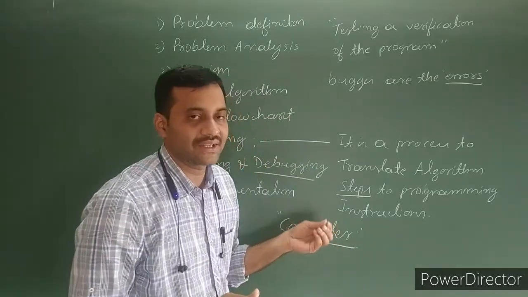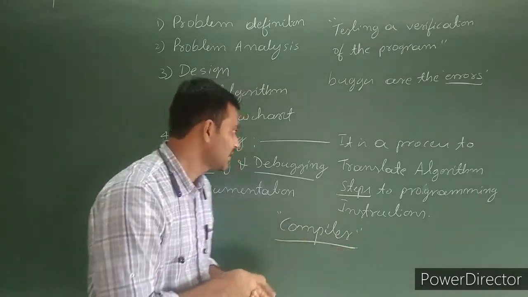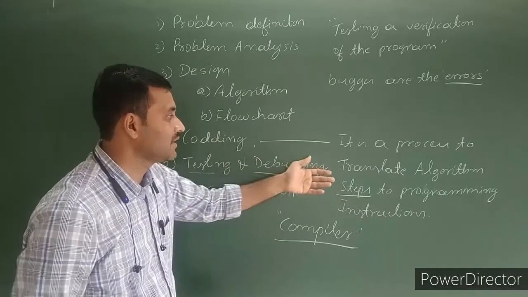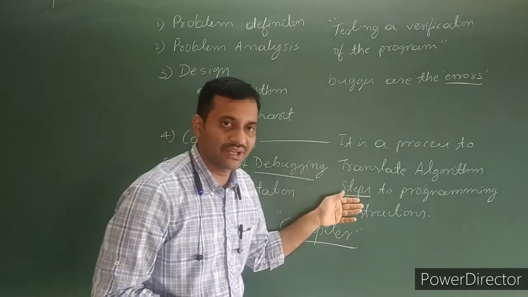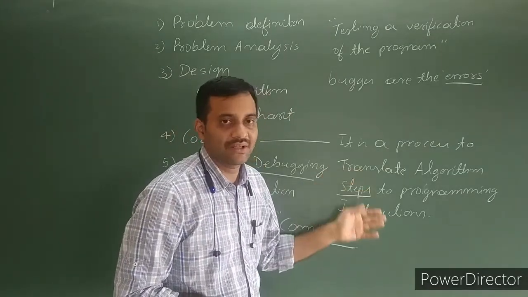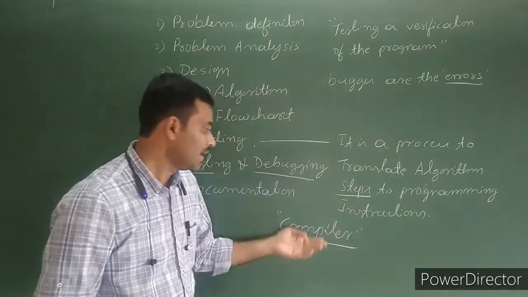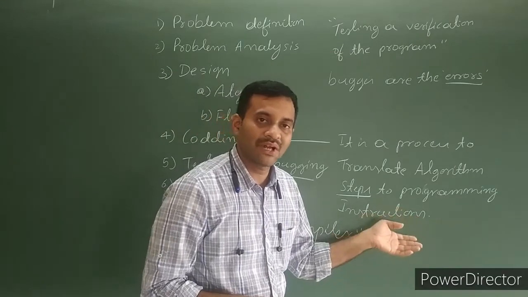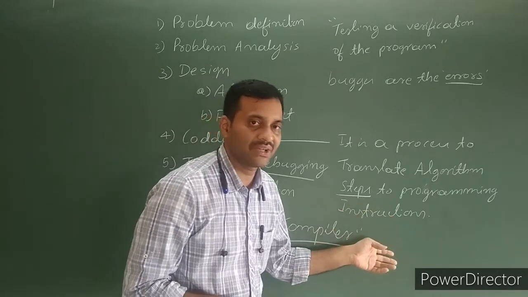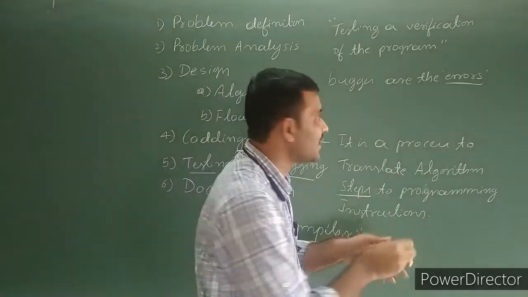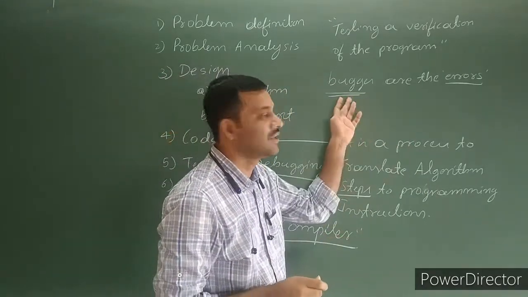So compiler is a translator. It is a system software. It translates high level language to machine level language. After writing the algorithm, we write the programming instructions. These programming instructions are written using a high level language, which is not understood by the computer. So the compiler translates the high level language to machine level language. While translating, some errors occur. Those errors are called bugs. The errors in the programs are called bugs.